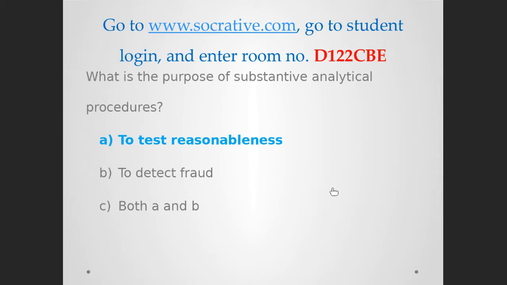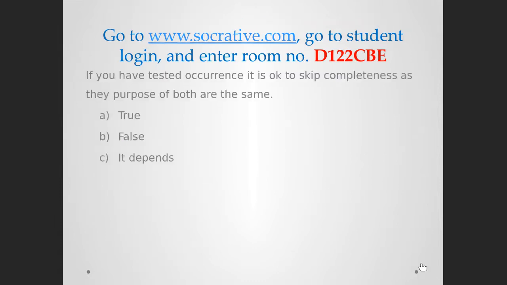We don't do anything to detect fraud. The process of auditing is not designed to detect fraud. Now, if the fraud surfaces, then you have procedures to do. But otherwise, you are not looking for fraud. You're looking for the material misstatements. Is that clear? Next question.